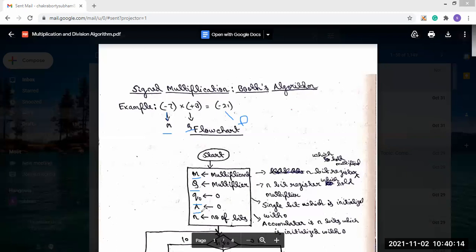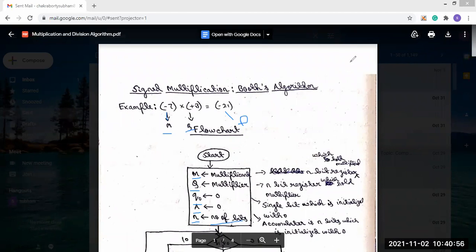Then A is also initialized with 0, because after start we initialize the variables first. A is the accumulator, an n bit register which is initialized with 0. And n is the number of bits required to represent the multiplicand. This is n.